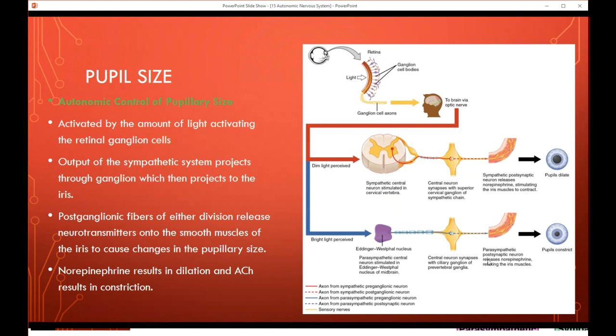The central neuron is going to synapse with the ciliary ganglion of the prevertebral ganglion. And then we're going to release norepinephrine, and it's going to relax those iris muscles. So even though we're doing the same norepinephrine, that's not relevant. What's relevant is which neuron is releasing the norepinephrine. So you can't think of, oh, norepinephrine is always going to result in dilation, or acetylcholine is always going to result in constriction. That's not always the case.